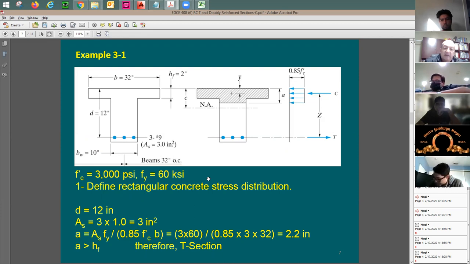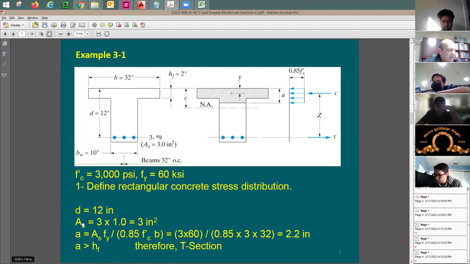So at the beginning, I'm gonna start to treat this as if this rectangular section, forget about the T thing. But when it comes to the width B, I'm gonna be using 32 inches. So previously in the past, I didn't have this flange. And the width that I would have used is gonna be 10 inches. Now I'm gonna be using the 32 inches. Why? Because compression is gonna be on the 32 inches. I said, okay.